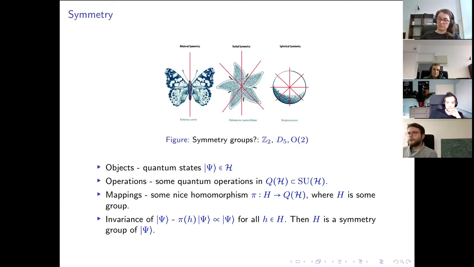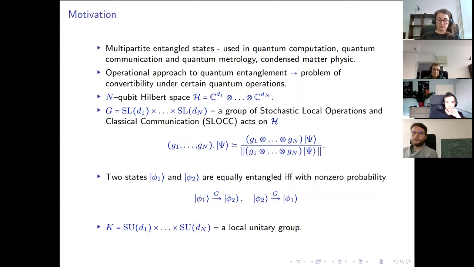So let me move now to the motivation. Why do we really care about this? Multipartite entangled states are used in various branches of physics, and are very important. For example, in quantum communication, in quantum metrology, in condensed matter, and also in quantum computing.